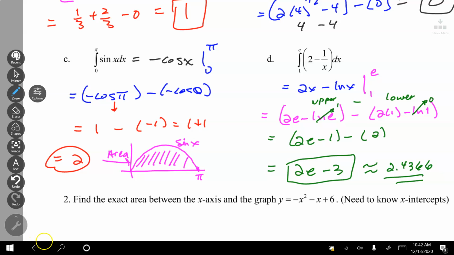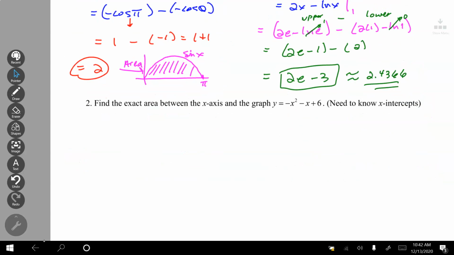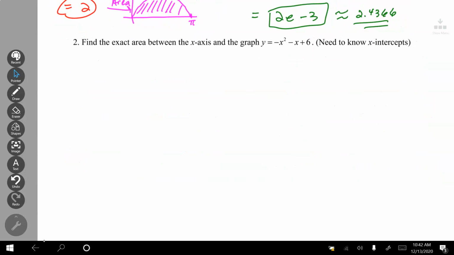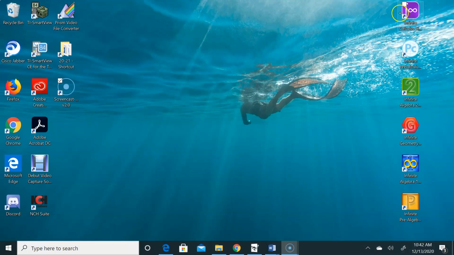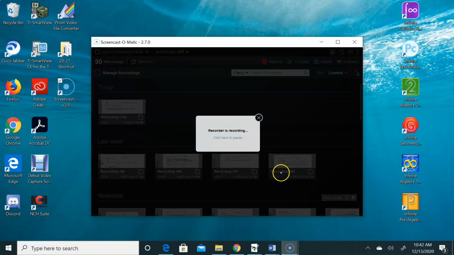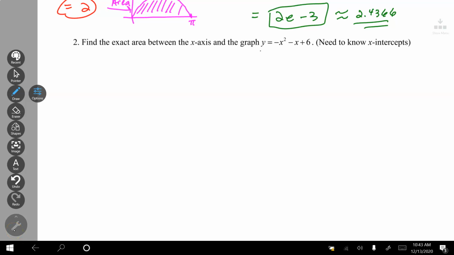Okay, the next example, I'm going to move it this way. I got to flip up for a second. And I'm going to minimize this. So I want to find the area between this parabola and the x-axis. I need to know the x-intercepts. That means I should factor it. I'm going to divide everything by -1 and set it equal to 0.